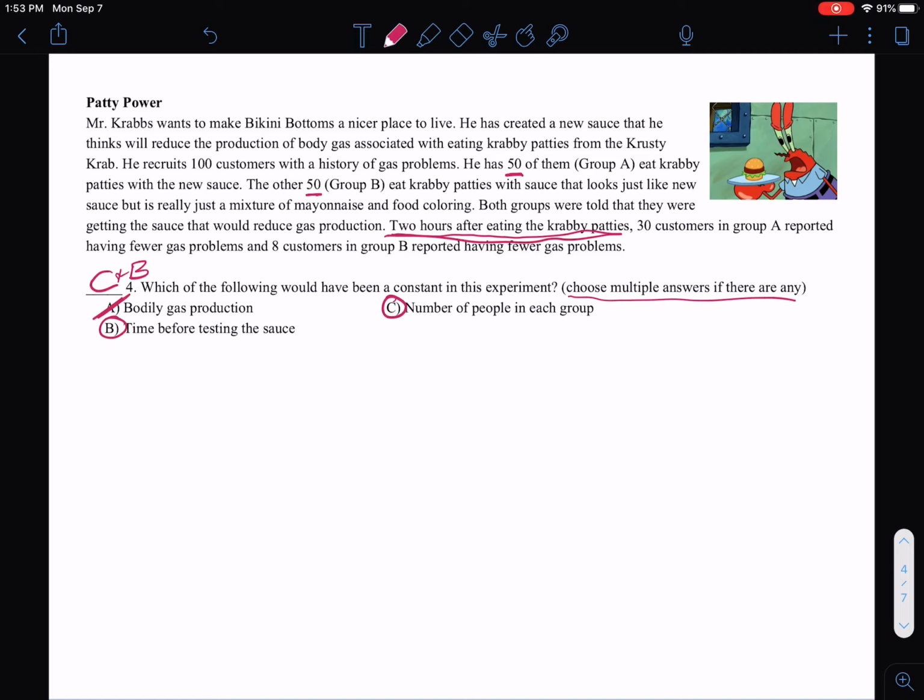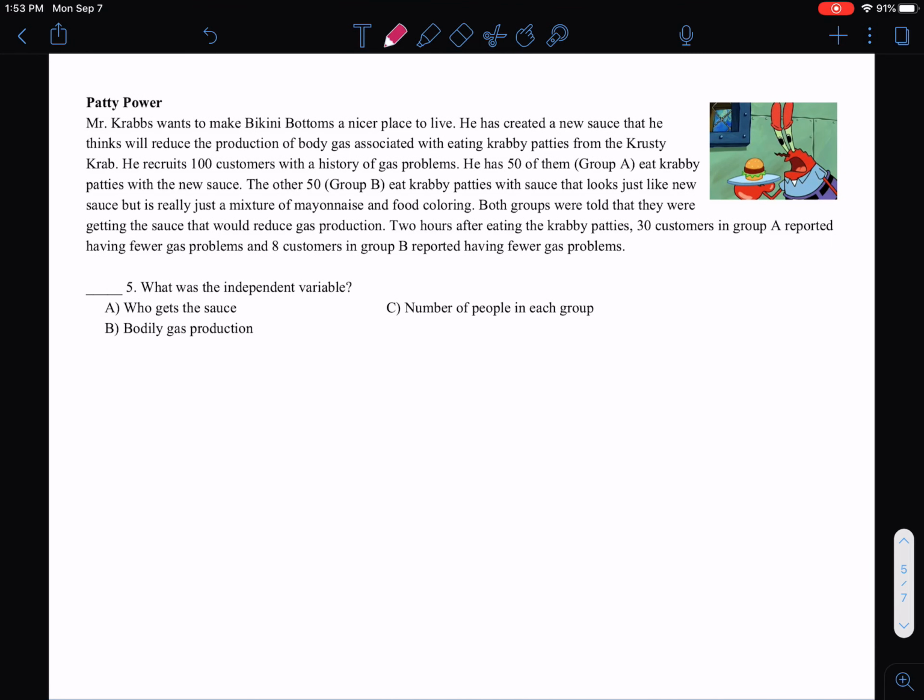Were there other constants in this? Yes. Could you have said the number of Krabby Patties somebody ate? Yes. Could you have said, how about the toppings? Yes. Could you have said the grill that they cooked it on? Yes. Could you have said the type of bread, the bun? Yes. You could have said the type of meat. Make sure it's the same type of meat. And you could keep going on and on with this. But there are other constants, but just what you're given would be B and C.